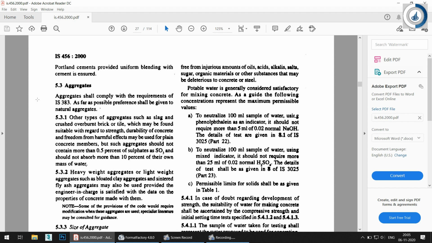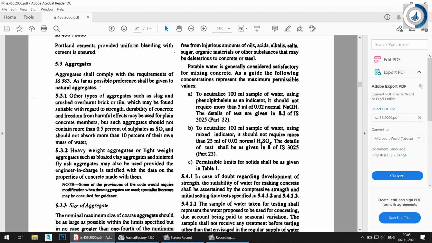And 5.3.2 says heavyweight aggregates or lightweight aggregates such as bloated clay aggregates and sintered fly ash aggregates may also be used, provided the engineer in charge is satisfied with the data on the properties of concrete made with them. So you can go with these types of heavy and lightweight aggregates, but the engineer in charge of that particular project should approve it, only if the properties of concrete made with them are satisfactory.